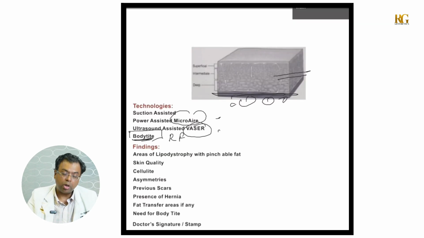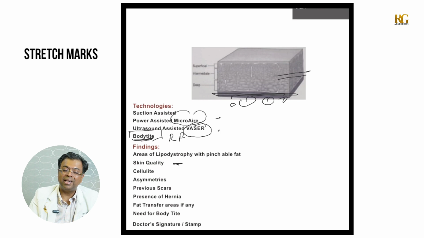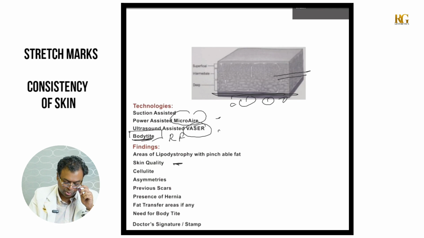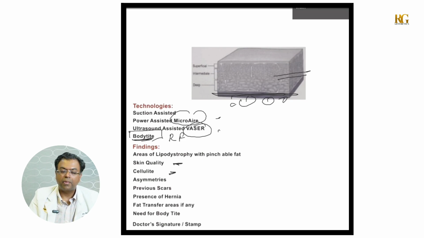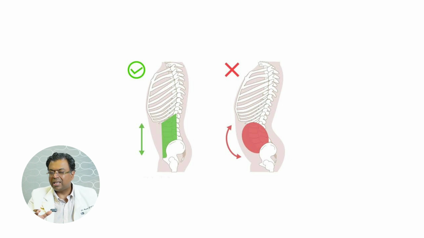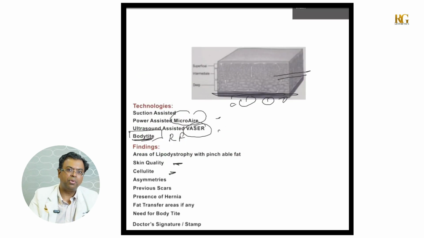Now while examining, what all will we note? First of all, the areas, what needs to be done. So I mention what all areas need to be contoured. Then we also note what the skin quality is. Do they have stretch marks? If the skin is very thin, if the skin is very thick, what is the consistency of the skin and the tissues? If they have any cellulite, if they have asymmetries, this is important because some patients may have a slight amount of pelvic tilt and they might have asymmetries. So it helps if you note it down so that you can plan the procedure and try to achieve as much symmetry as possible.